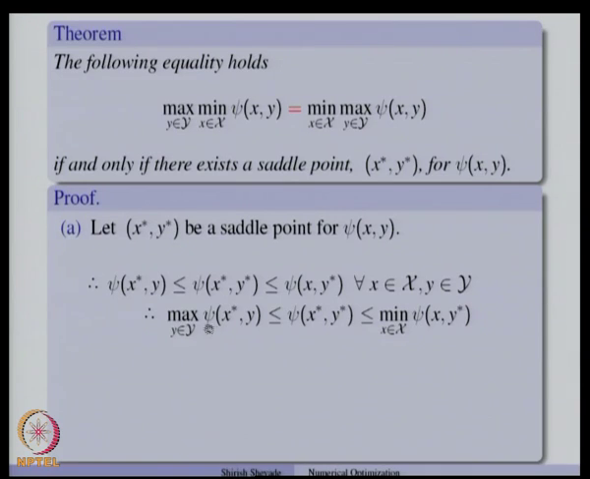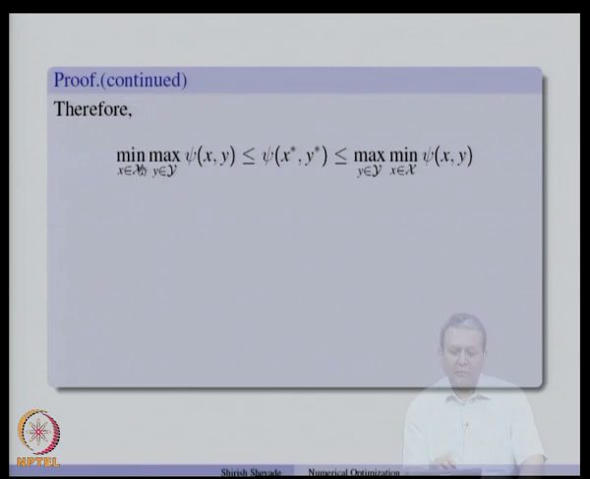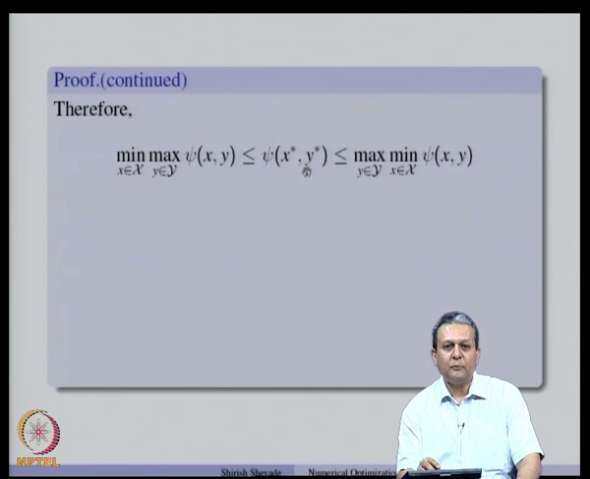Now let us try to get the bounds on these quantities. If you look at the first quantity, max of psi x star y is always lower bounded by min max of psi x y, and min of psi x y star is always upper bounded by max min of psi x y. Now, we make use of these two conditions along with this inequality to write that min max of psi x y is less than or equal to psi x star y star, less than or equal to max min of psi x y.